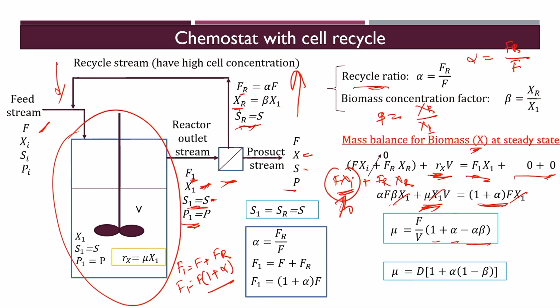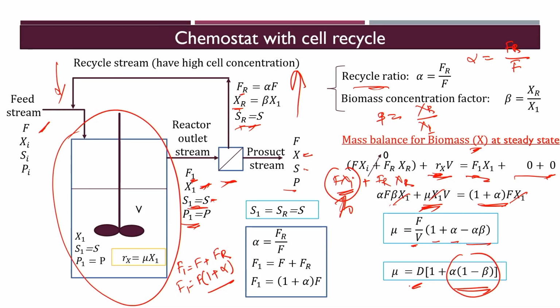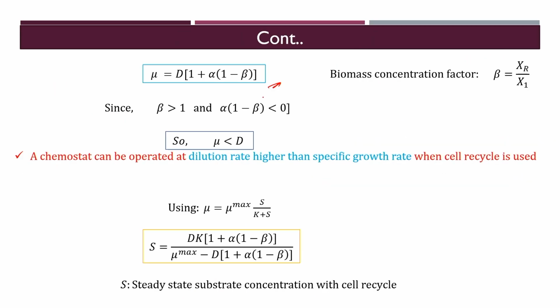So, in this way, if you just see F upon V is D, so mu equals D(1 + alpha(1 - beta)). So, again, when you are recycling the cell, we are able to increase the value of D. So, we can operate the bioprocess at higher than this D critical. So, mu equals D(1 + alpha(1 - beta)).